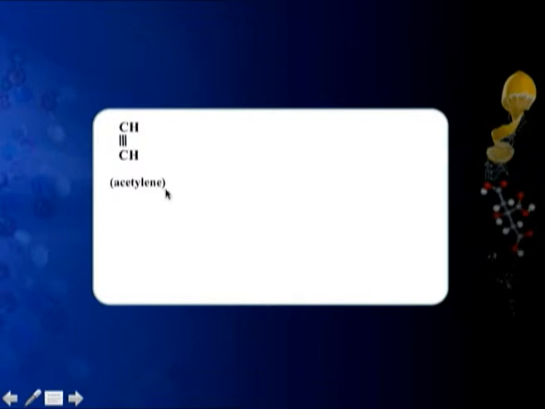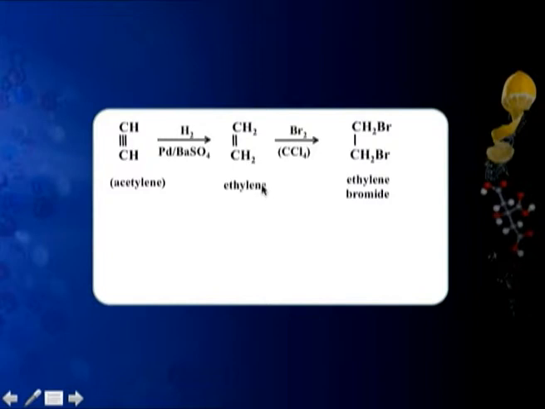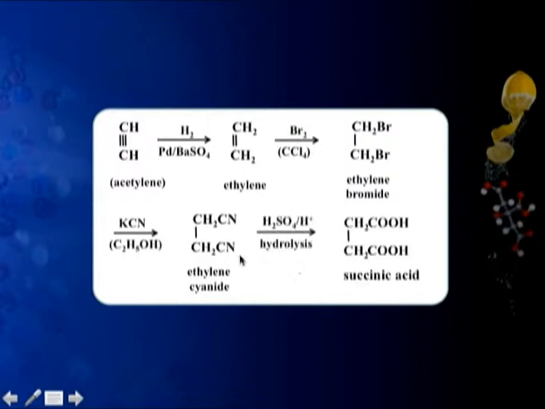Acetylene on partial reduction, that is catalytic hydrogenation with Lindlar's catalyst, gives ethylene. Ethylene on addition of bromine gives ethylene bromide, meaning across this double bond a molecule of bromine is added, and we get 1,2-dibromoethane. This ethylene bromide is treated with KCN. These two bromo groups get substituted by cyano, so we get ethylene cyanide, and then this is hydrolyzed. The cyano group is hydrolyzed into carboxyl group and we get succinic acid. So, acetylene is converted into succinic acid through this route.